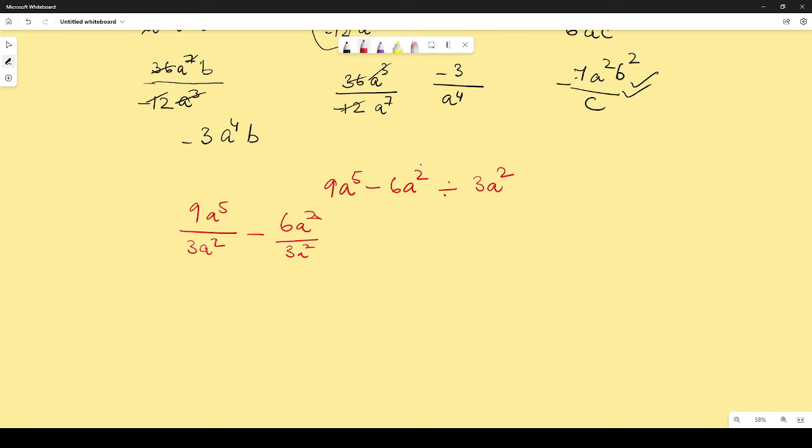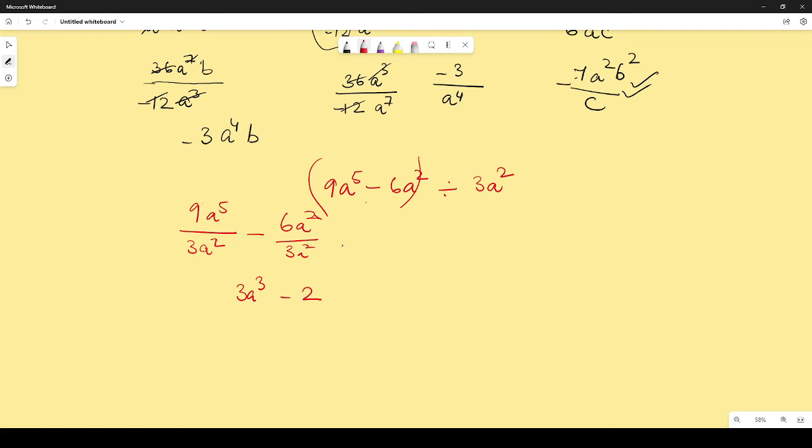Remember that when you have a binomial or a polynomial being divided by a monomial, this entire thing needs to be divided by 3a square, so each term needs to be divided by 3a square. We will get the answer as 3a to the power 3 minus 2. First we did 9 by 3, which gave 3. Here the power was 5 and here 2, so a cube is left, and in the other term a square is completely gone. 6 by 3 gives 2.